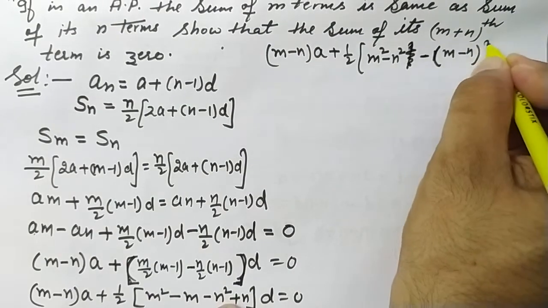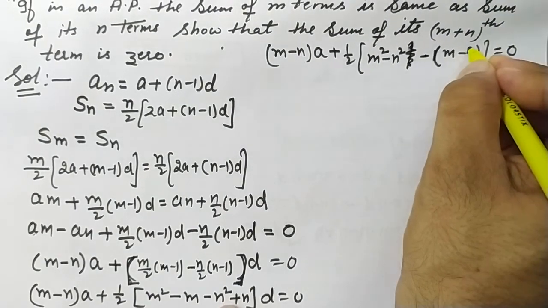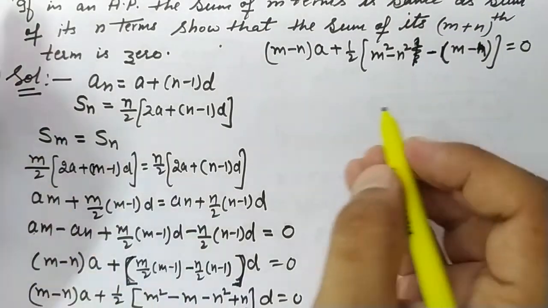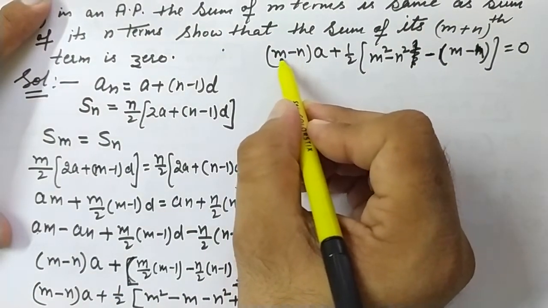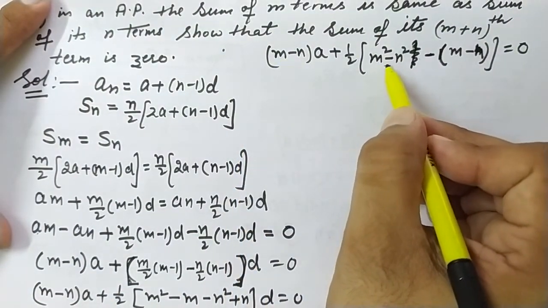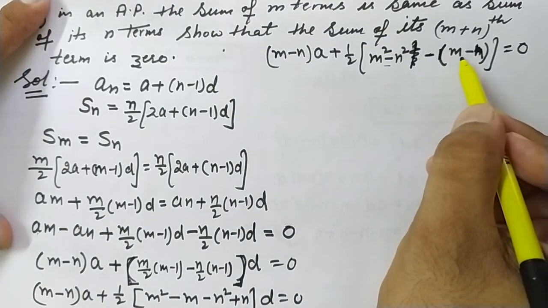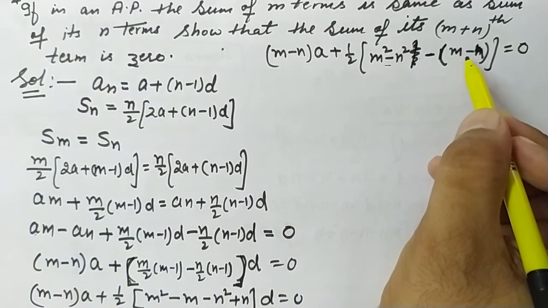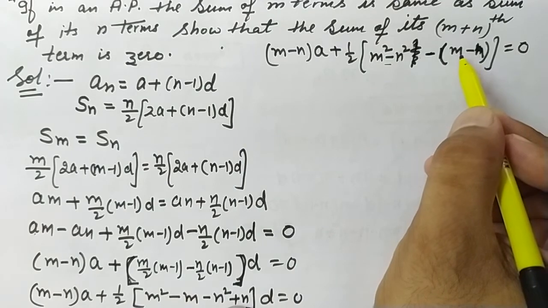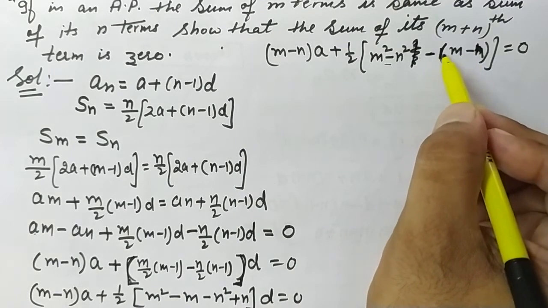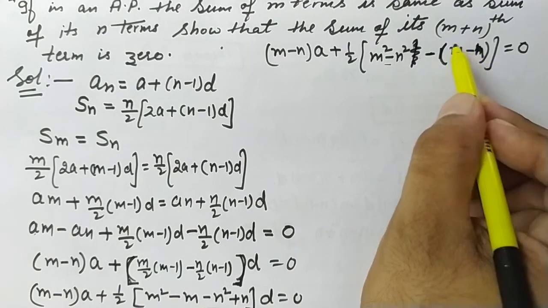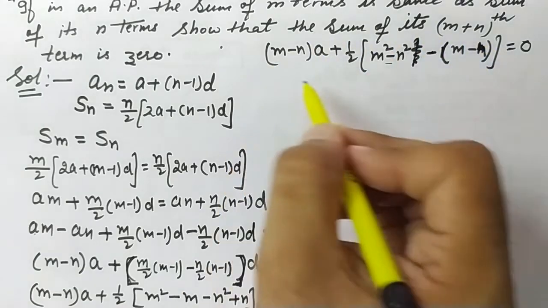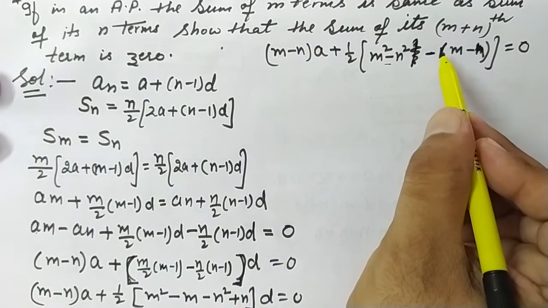I'll tell you why I have done this. See here, m minus n is here also, and here also I will get m minus n, m plus n. So I want to make it m minus n here also. Already it was minus m plus n, so if I take minus 1 common, it becomes m minus n. So that further we can take m minus n common from all. That's why I have taken minus common here.